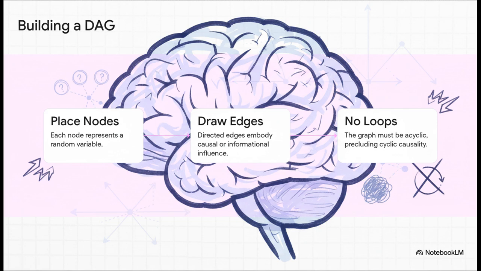So how do we connect these neurons? Well, we build something called a directed acyclic graph, or a DAG for short. It's simple, really. You place your nodes, you draw arrows to show which things influence other things, and, this is super important, you make sure there are no loops. This gives you a clear, one-way flow of influence.